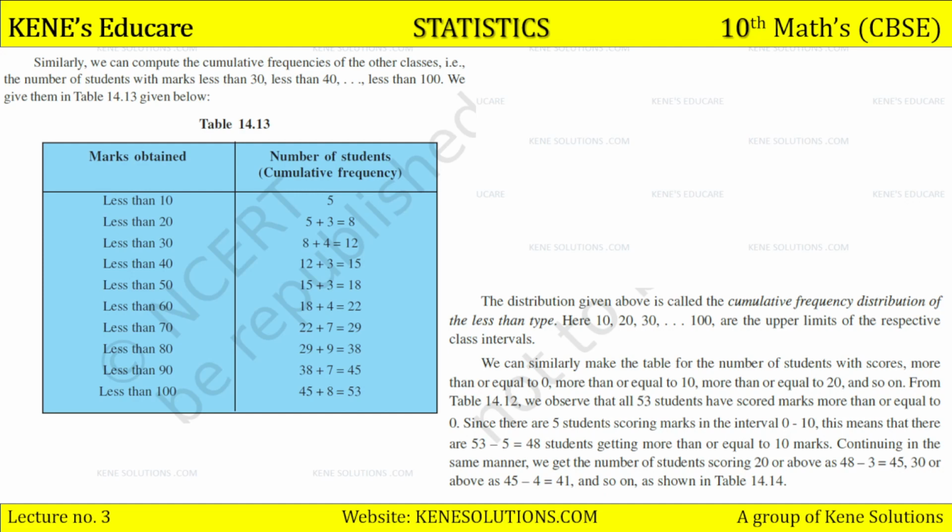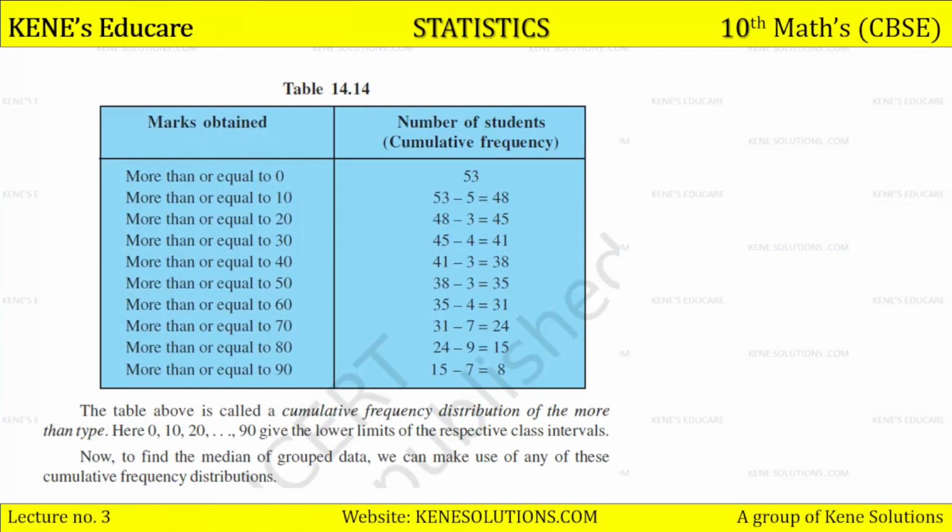So continuing in the same manner, we get the number of students scoring 20 or above as 48 minus 3 is equal to 45, 30 or above as 45 minus 4 is equal to 41 and so on, as shown in the table.